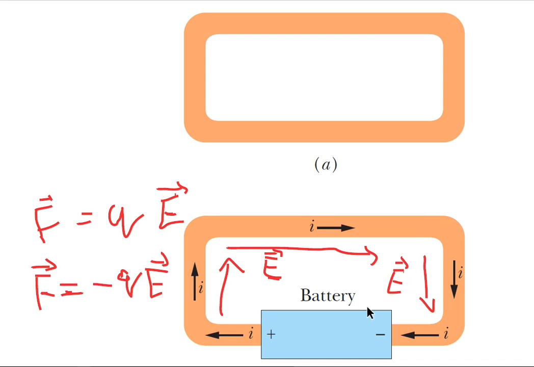But if you come to figure B, here you see there is a battery connected to this loop of wire which is made of copper, for example. So what does the battery do? It establishes an electric field inside this copper wire. So you see here is the positive terminal of the battery and here is the negative terminal of the battery. The direction of the electric field which is established inside this copper wire is shown.